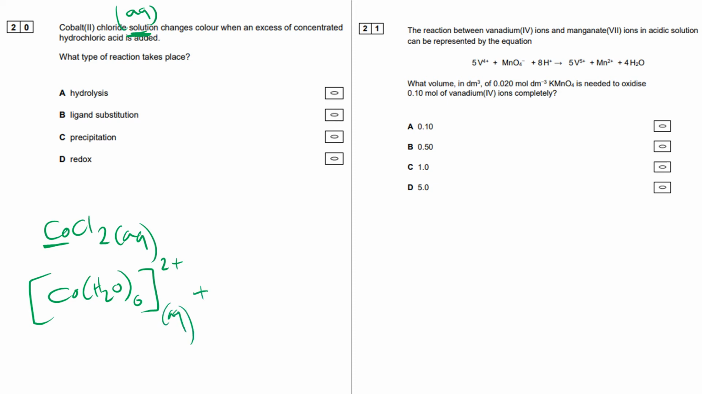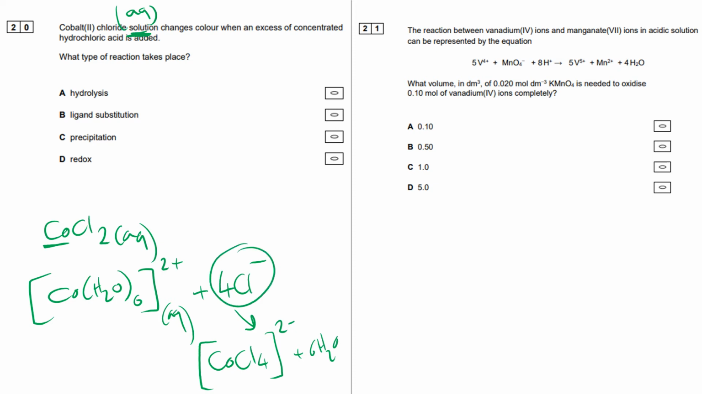By adding concentrated hydrochloric acid, just like in the previous question, you're adding 4 chloride ligands, so you're going to get CoCl4 as the main complex forming here, and 6 waters. So what's happening? The 4 chloride ligands are swapping for the 6 water ligands. That is a ligand substitution reaction.